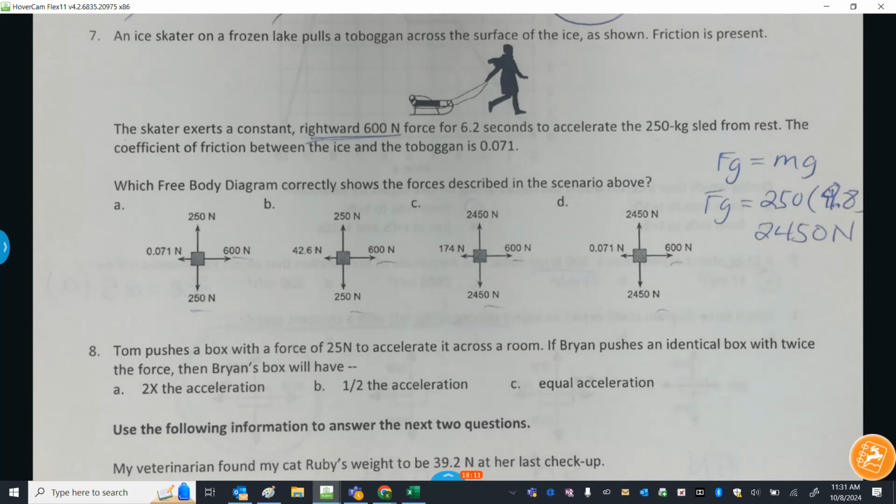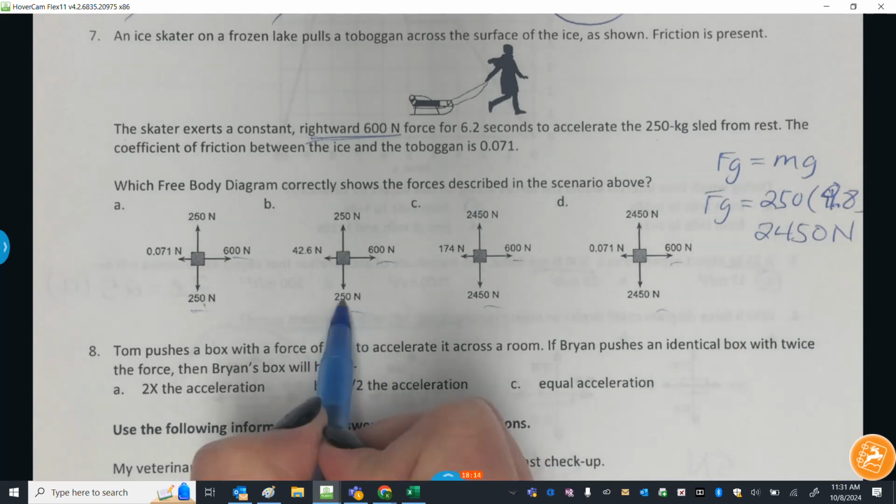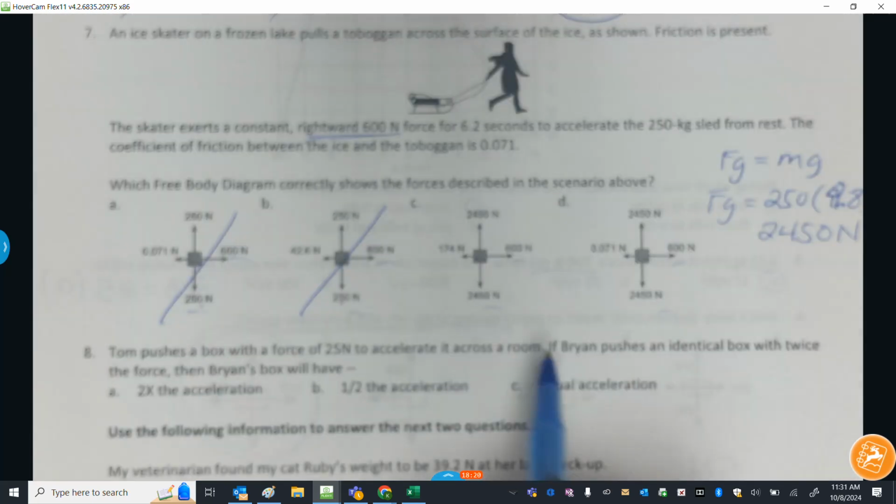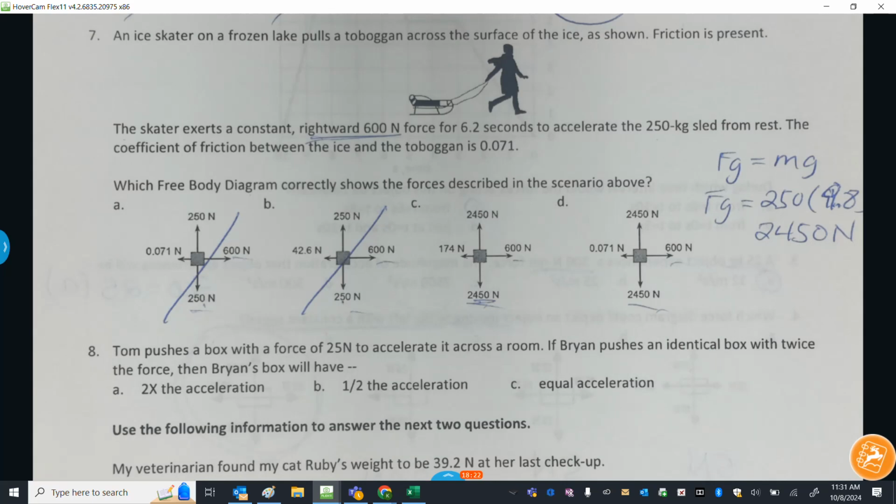That's the weight. And guess what? These 2 put masses down there. That doesn't go on your free body diagram. They labeled it as a weight, but it's not. Okay, the weight should be this value here, 2,450. So it's either C or D.